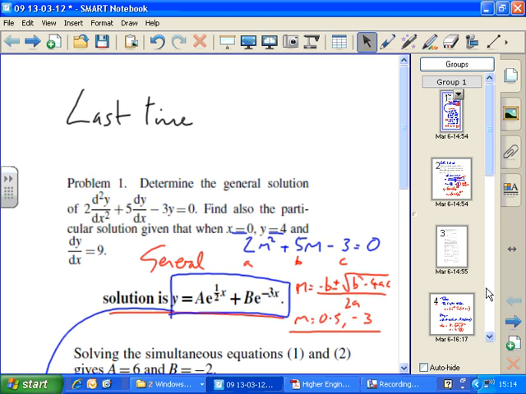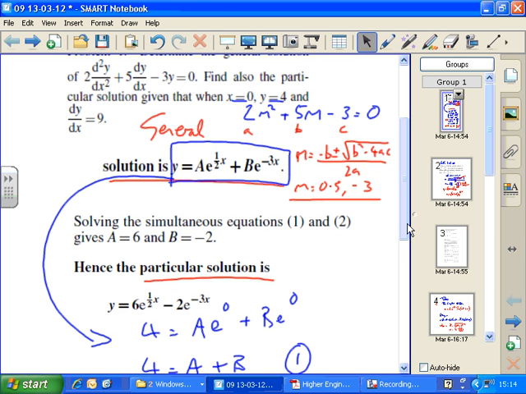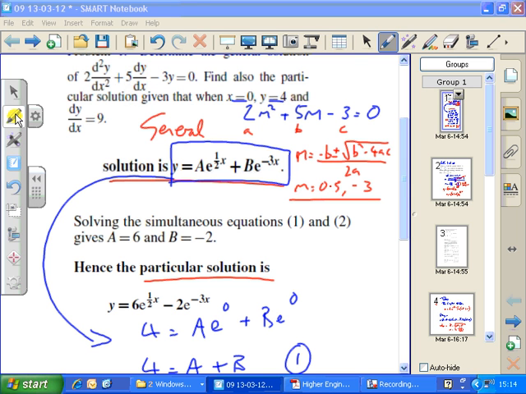So last time we looked at this problem, we found the general solution by setting out the auxiliary equation, 2n squared plus 5n minus 3 equals 0, using the quadratic formula to arrive at the fact that n equals 0.5 or minus 3. Okay? And then we put those into this general solution. So one root is k equals a half, and the other one was k equals minus 3. So that gave us a general solution.